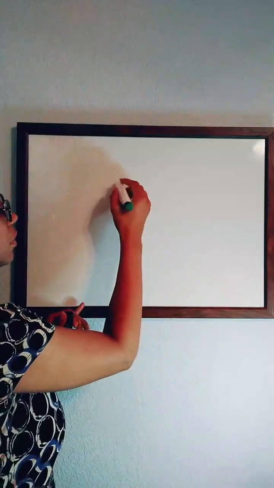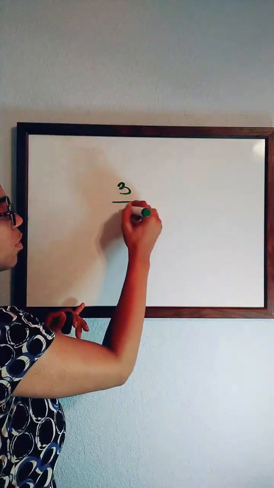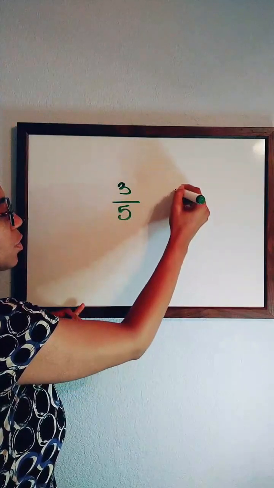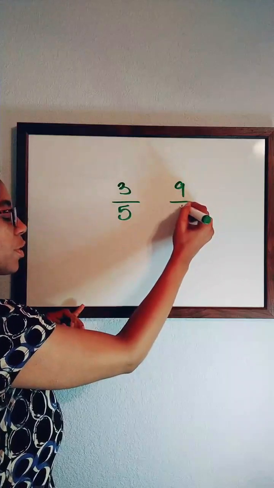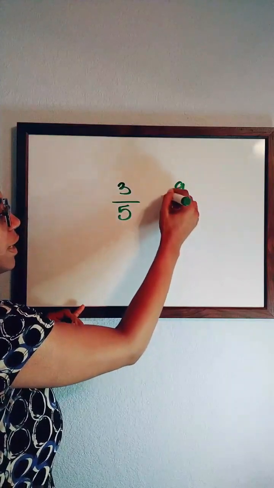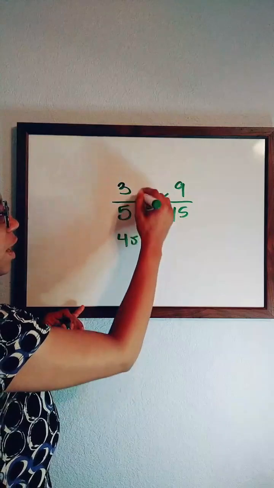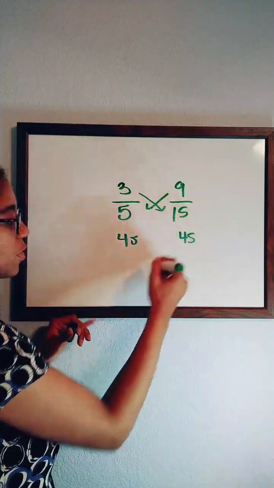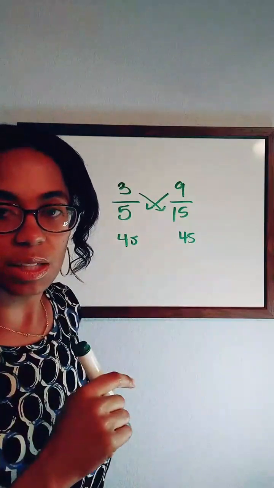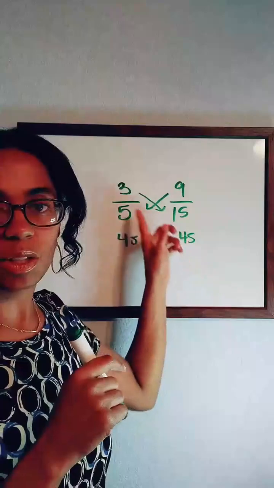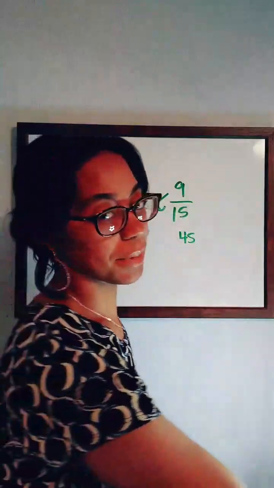Same at the top, same at the bottom. So let's say you had 3 over 5 is equal to 9 over 15, right? If I did 9 times 5, that's 45. 3 times 15 is 45. It means it's proportional, it's the same. Whichever way I look at it, it's the same. So it's got to be equivalent.